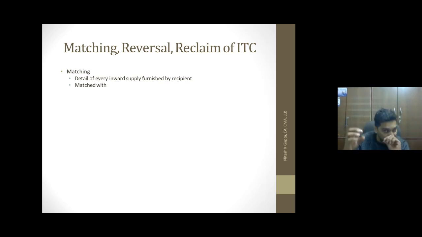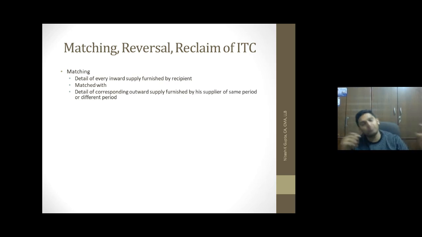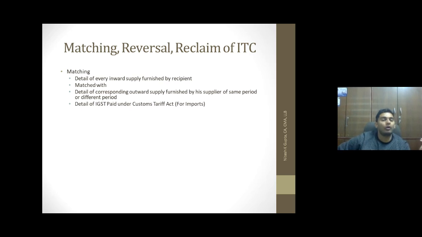So details of every inward supply furnished by the recipient, that is the purchaser, are matched with details of the corresponding outward supply furnished by the supplier for the same period or a different period. So both details, sale and purchase, are matched with each other. And also with customs IGST, because a purchaser may purchase goods not just from a supplier in India, but also from outside India. It may be an import and the IGST might be paid under the Customs Act. So that will be matched with the customs portal.